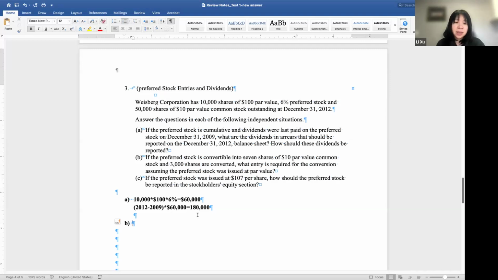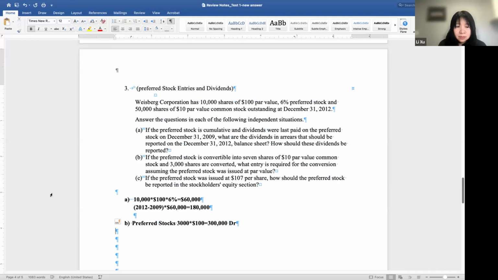Just think about how many shares of preferred stock you give up. You're going to debit preferred stock, because you give it up, which is 3,000 multiplied by the par value of 100. That's your par value, so that gives you 300,000. You have to remove that from your books.